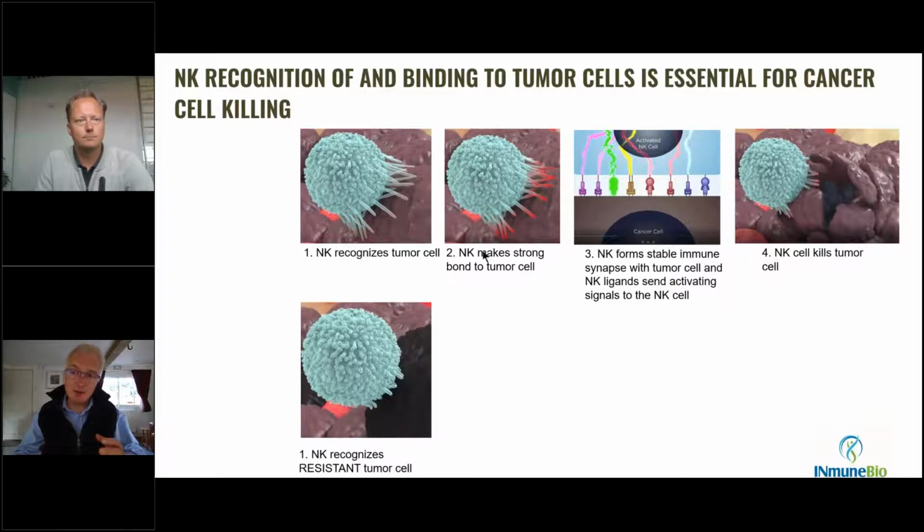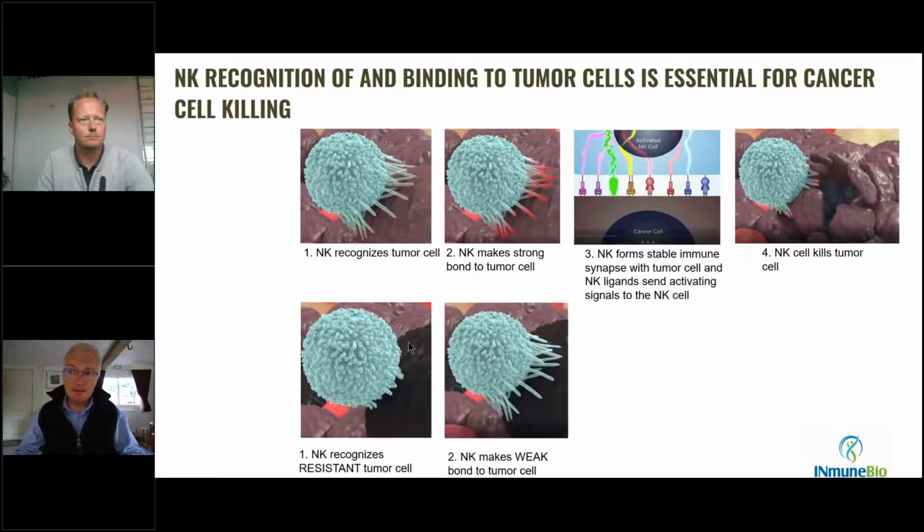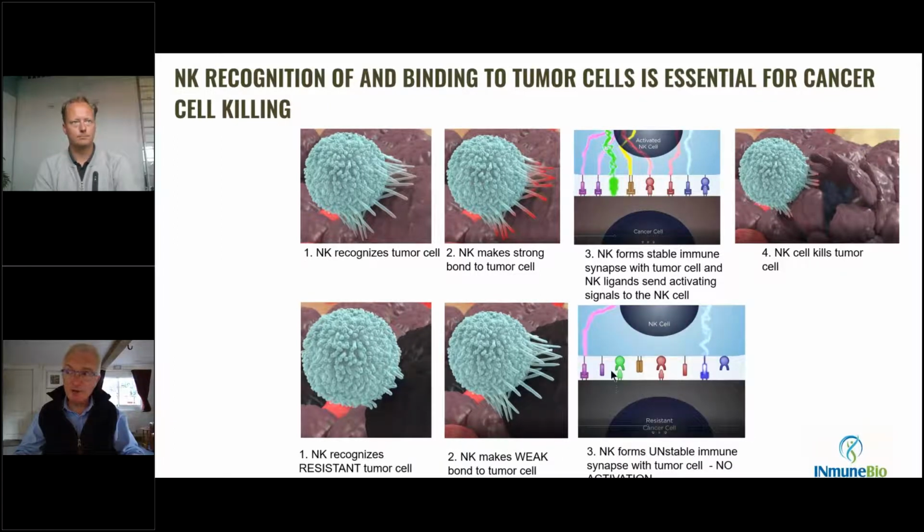However, some patients have NK resistant tumors, or their NK cells are actually not very good. This means that they form a weak bond to the tumor cell, and in a weak bond, they form an unstable immune synapse with no activation and consequently no lysis.